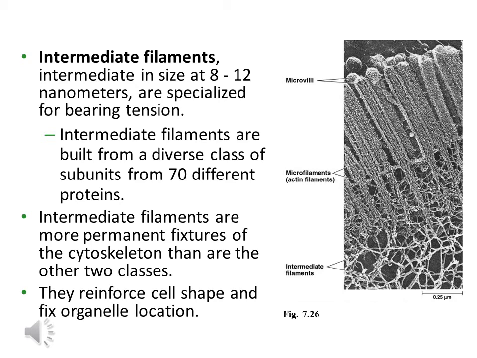Intermediate filaments are more permanent fixtures of the cytoskeleton than the other two classes. The other two classes help in the movement of the cytoplasm or movement of the organelles, etc. But these intermediate filaments are usually permanent fixtures. They reinforce the cell shape and fix the organelle location.